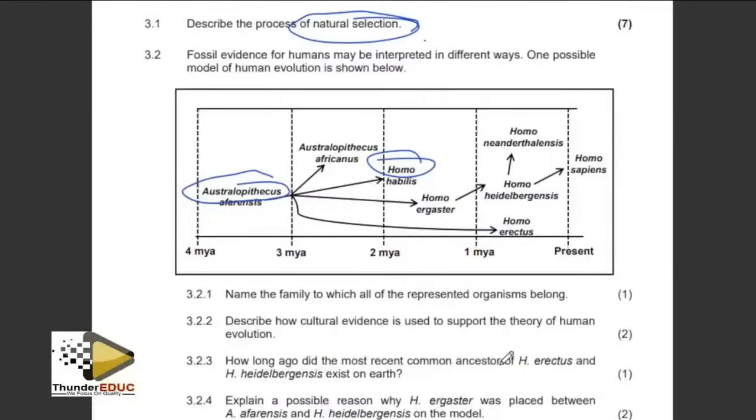How long ago did the most recent common ancestor of this and this exist on Earth? Now, when they say how long ago, ne? For example, did the Homo ergaster exist? You come here. For example, if this is Homo ergaster, I draw where it appeared and where it got extinct. How long ago did they appear? This is how they appeared. It means that it's going to be 2 million years. How long ago did they go extinct? It's going to be here. So it's going to be 1 million years.